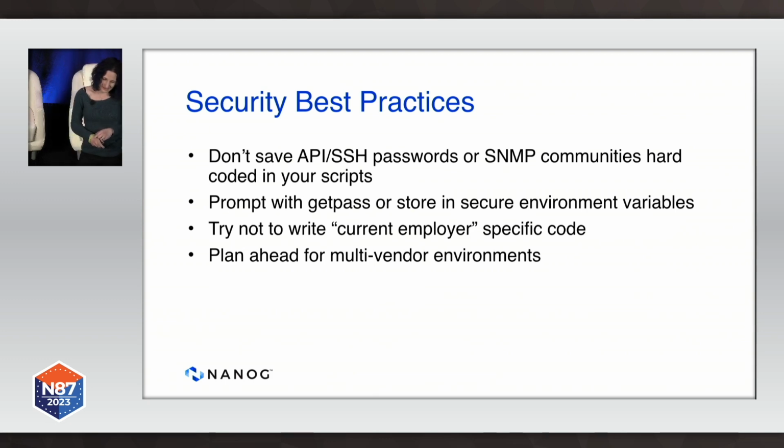Security best practices. Don't save your API and SSH passwords or your SNMP community strings hard-coded in your scripts, please, because that's just really bad. So I like to use getpass, or you can also store them in secure environment variables. A trick I use for environment variables is, if you set no space history, you can put a space before your environment variable for your password when you first log in. And now it's not going to be stored in the scrollback, but for that login session, my password is stored temporarily, in a secure manner that no one else is going to see while I'm running my scripts.